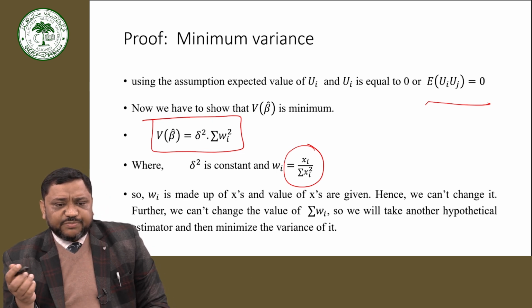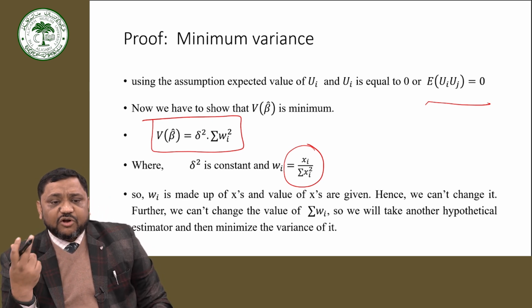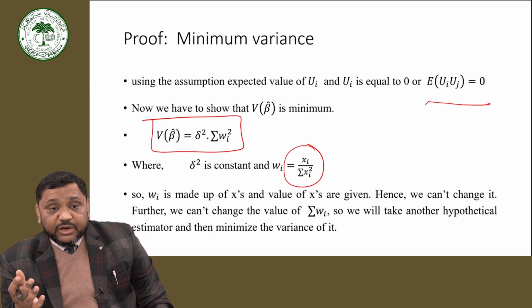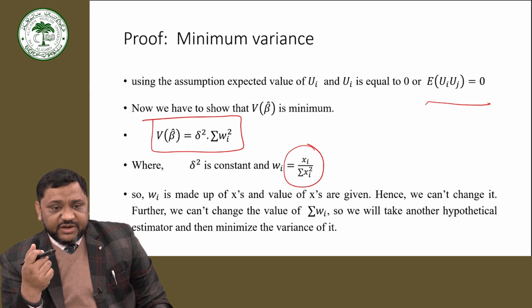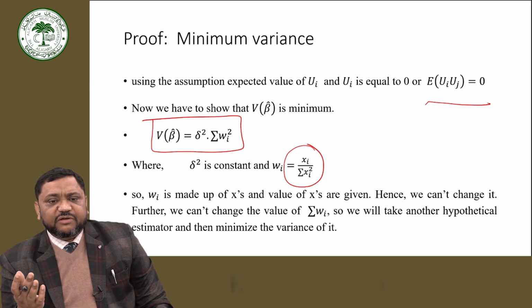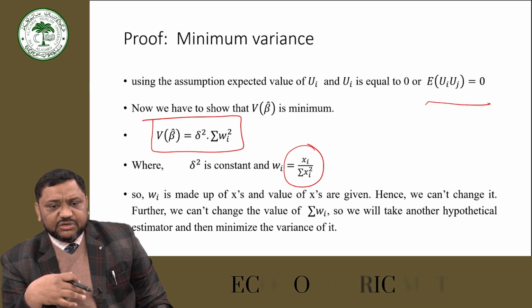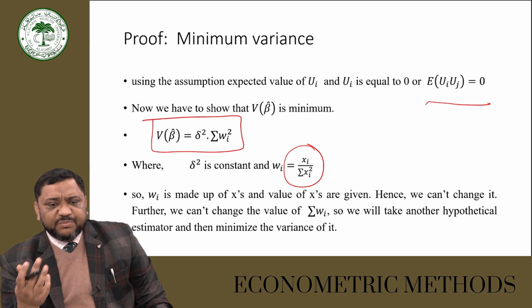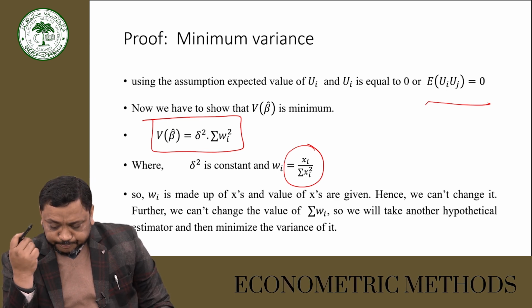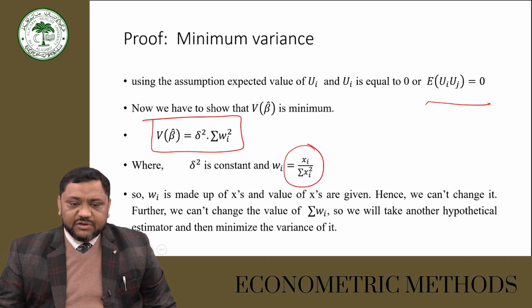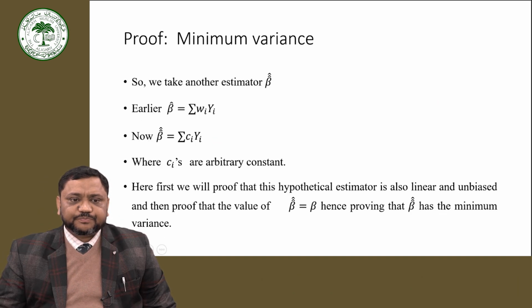So we see that wi is made of values of x, and x are given, hence we cannot change it. Further, we can't change the value of wi. So in order to prove that this has the minimum variance, since xi is given, if you remember our discussion, xi's are fixed. At a particular level of income there can be different consumption expenditure. At the same income level of 90, some family may be consuming 60, some family may be consuming 75, but that 90 remains the same. So we take another hypothetical estimator, and then we will see the minimum variance.